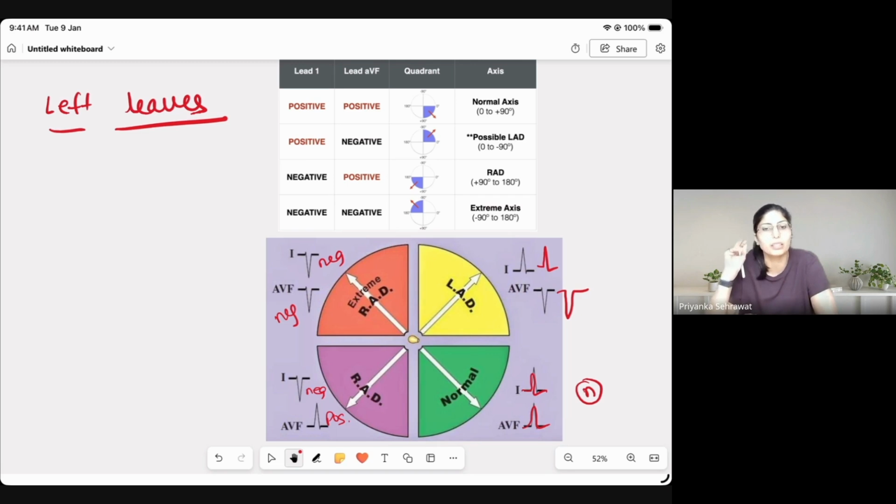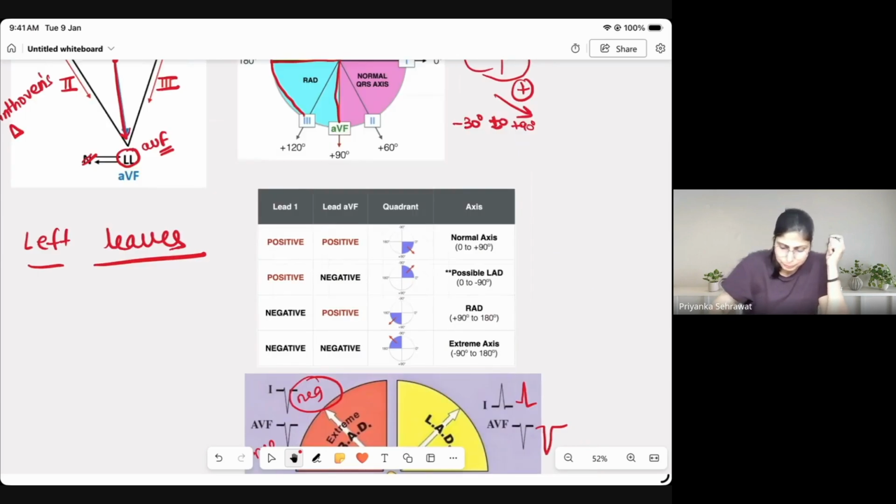Now start putting this into practice from tomorrow. Whenever you get any ECG, just look at the rate first and then look at the axis. Look at lead 1 and AVF. How are they going? Are they positive, negative, positive, positive, negative, positive, negative, negative? There are only 4 possible scenarios, right? Now positive, positive we know is normal, and negative, negative we know goes into a very extreme deviation. One thing that is tough to remember is left and right. So just remember left leaves and you will be able to figure out whether the cardiac axis is going to the left or to the right, right?